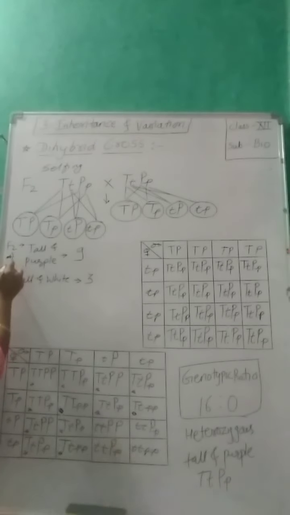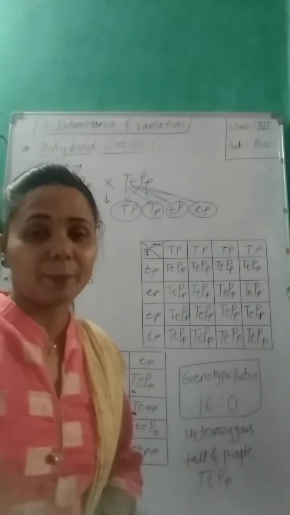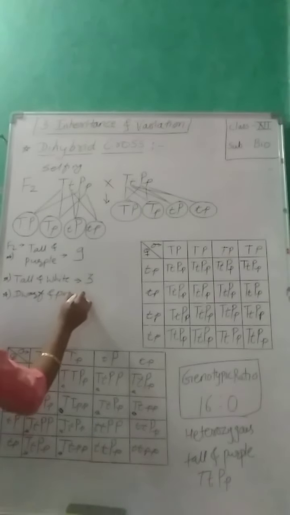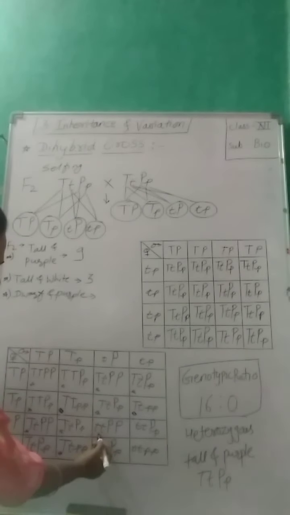Okay. Third type of character is there. This is one character. Another one character. Third type of characters we will see that. That type of plants which are having short size and purple color. Okay. Third type of characters. So dwarf and they are having the purple color. So dwarf is shown by the small t and purple is shown by capital P.